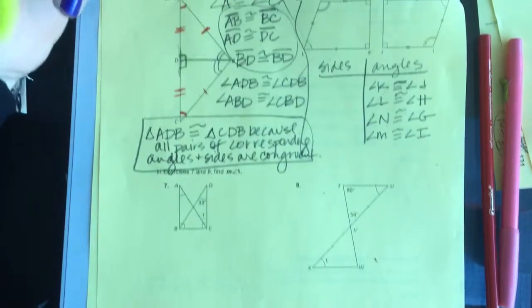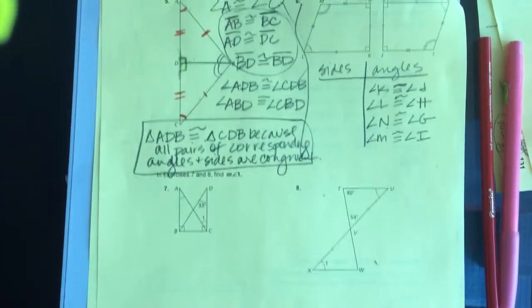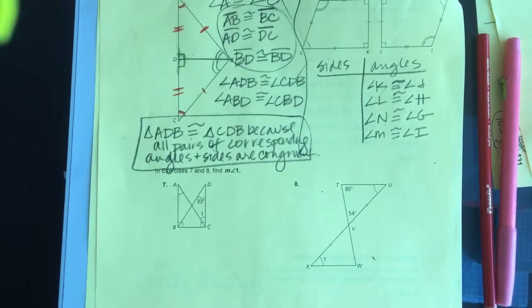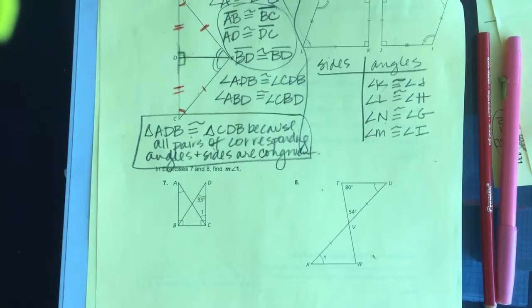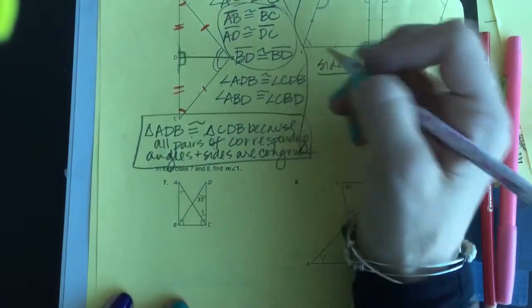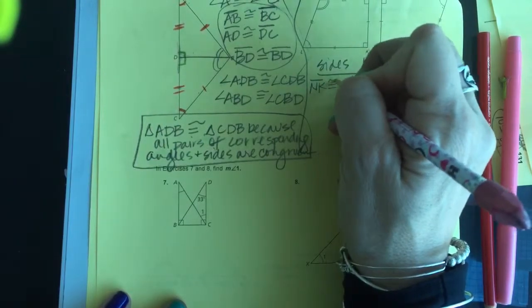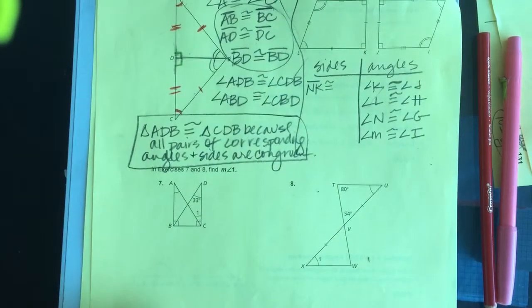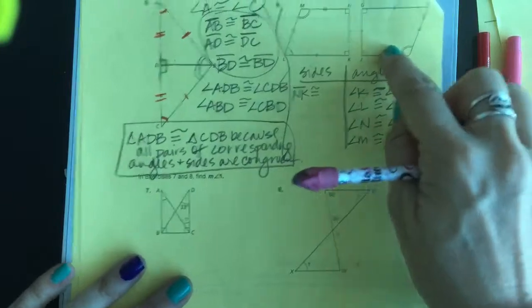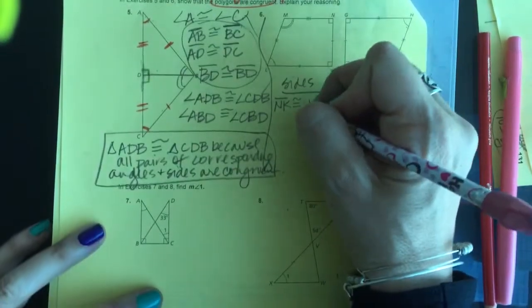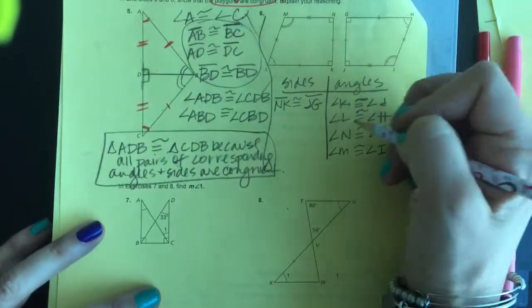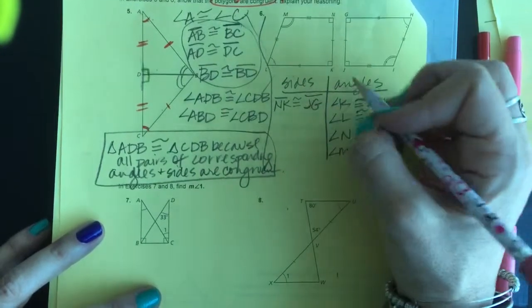I need to go for 4 pairs of sides now. I'm going to start with single lines. Segment NK congruent to, I think I'm going to call it JG, because I just imagine that this second one would be flipped over. It doesn't matter. I'm going to go with JG. This will help me to name over here.